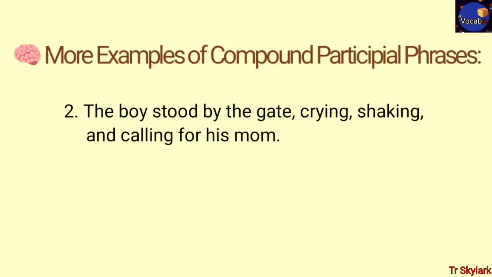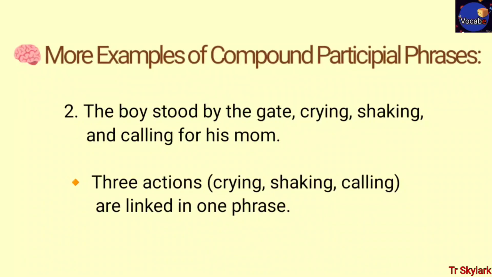So example sentence number 2 is: the boy stood by the gate, crying, shaking, and calling for his mom. This time, we have 3 actions in one smooth phrase. All those ing verbs, crying, shaking, calling, paint a clearer picture of the boy's emotions.